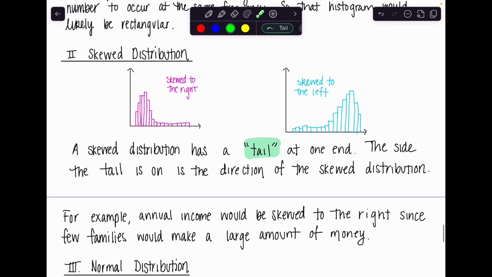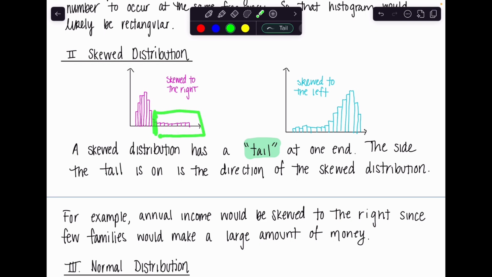To think of some examples, skewed to the right, you can think of annual income for families. Most families fall probably within that $0 to $200,000 income. There are very few families that make over $200,000.